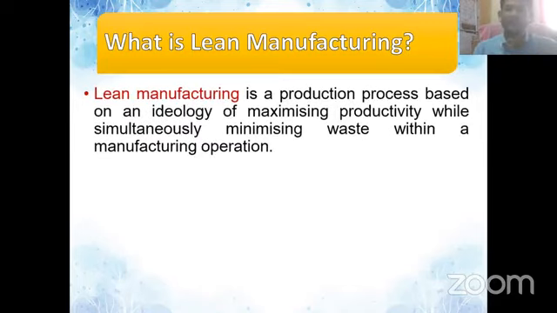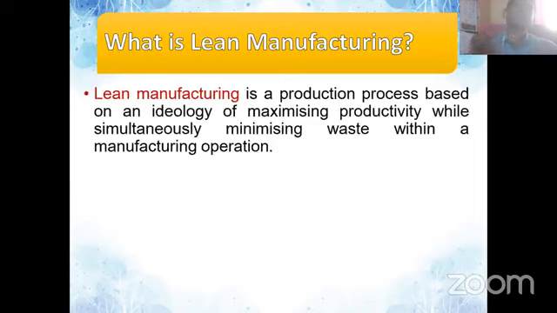So what is lean manufacturing? What is the concept of lean manufacturing? Lean manufacturing is a production process based on the ideology of maximizing productivity while simultaneously minimizing the waste within a manufacturing operation. What does it mean? It means you have to maximize your productivity, meaning you have to maximize your production, while simultaneously minimizing the waste. Waste means anything which does not add value. You have limited resources, and from those resources you have to maximize your productivity.